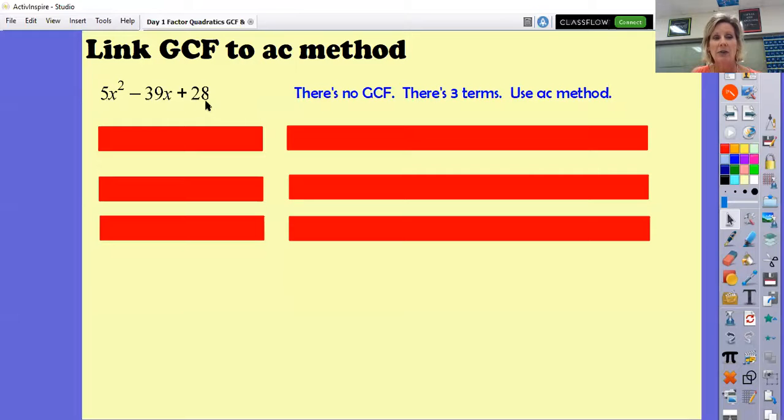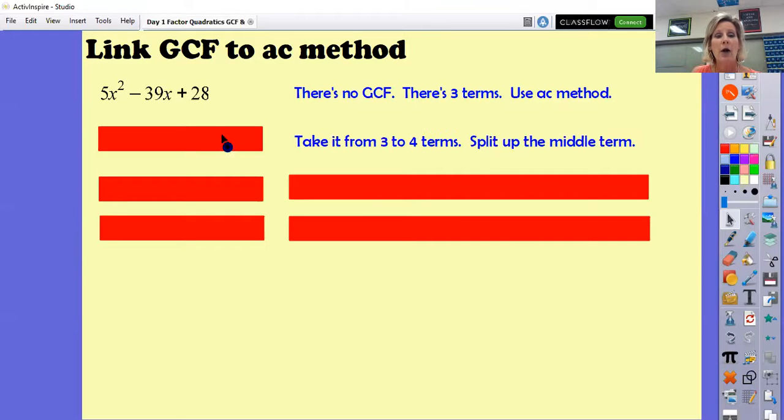Once I decide there's an AC method, what I need to do is break it from 3 into 4 terms. Now we'll practice that step, but I need to go from 3 to 4 terms, and I do that by splitting up the negative 39x. So I will explain to you in a little bit what I'm doing when I break up the negative 39 and rewrite it as negative 35 minus 4, because negative 35x minus 4x gives me the negative 39x.